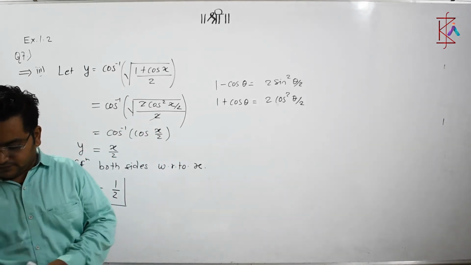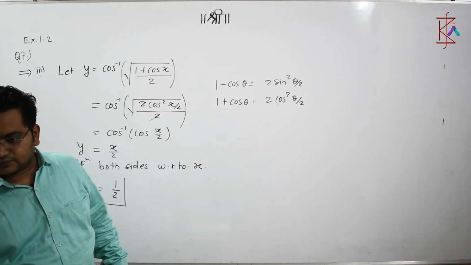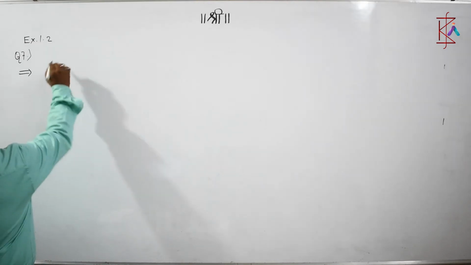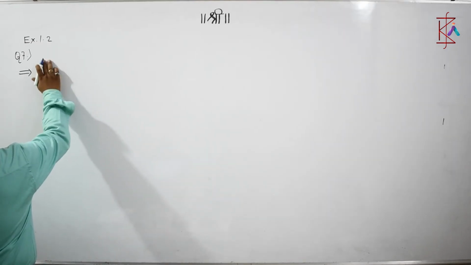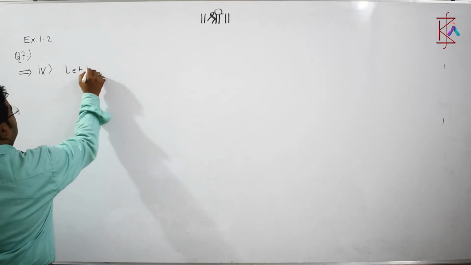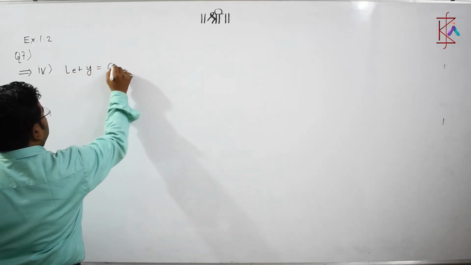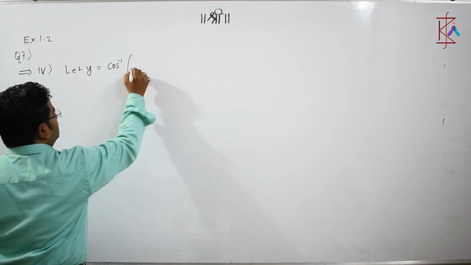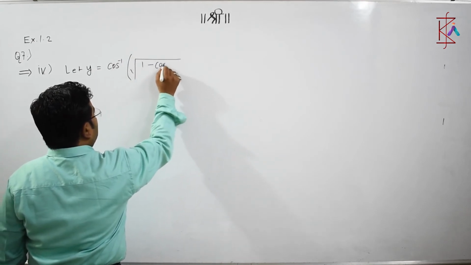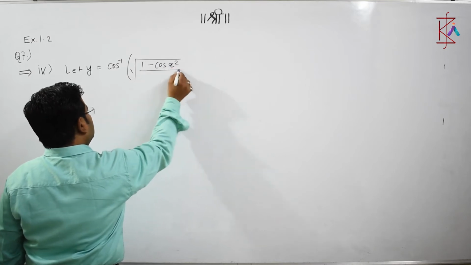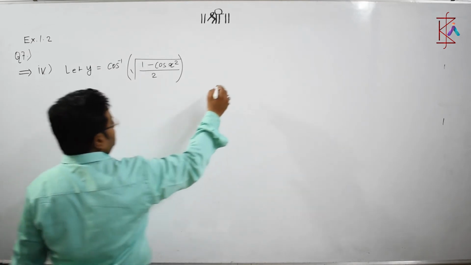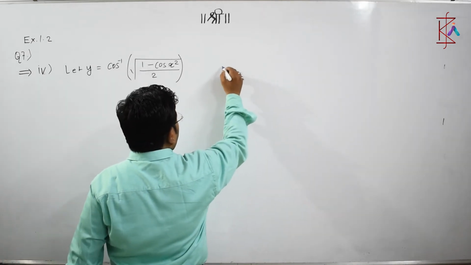So next question, our next question is quite interesting and again important one. So question number 4 says something like this: let y is equal to cos inverse of under root of 1 minus cos of x square divided by 2. Again, as I explained earlier, that two formulas we need to use.